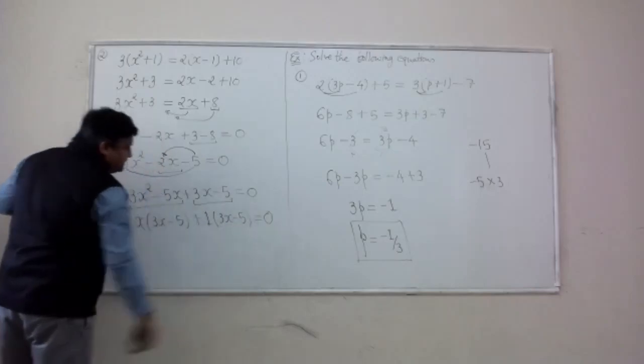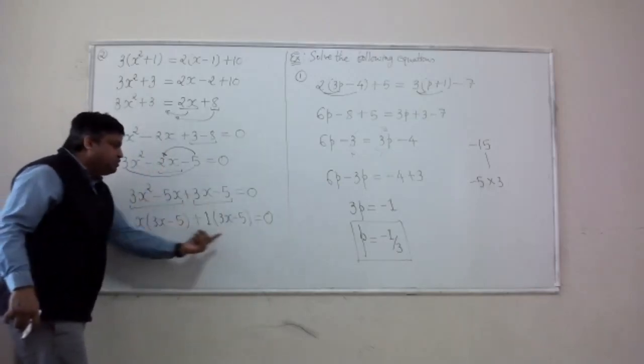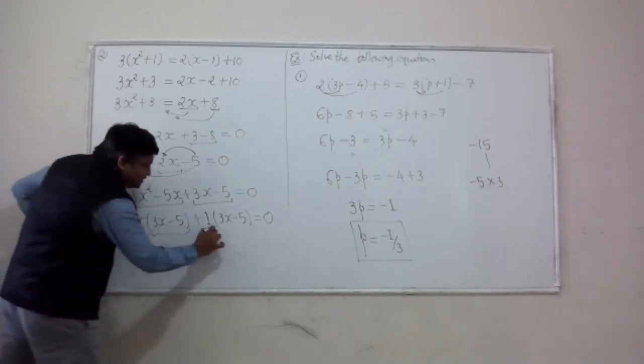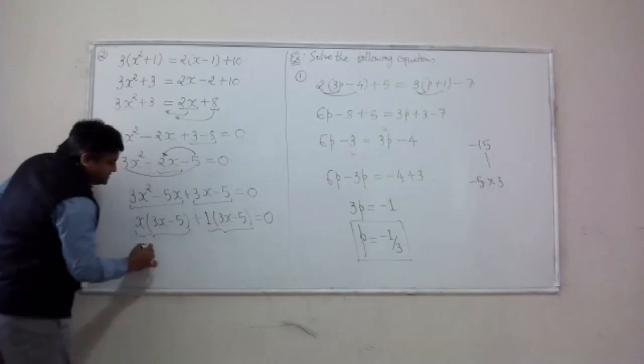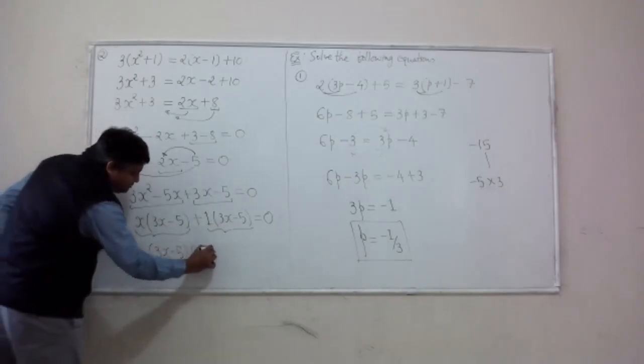All right. So as I said, this gives you an opportunity to convert a 4-term expression into a 2-term expression. Now, take out the common factor between these two terms. 3x minus 5 is the common factor. Pull it out.